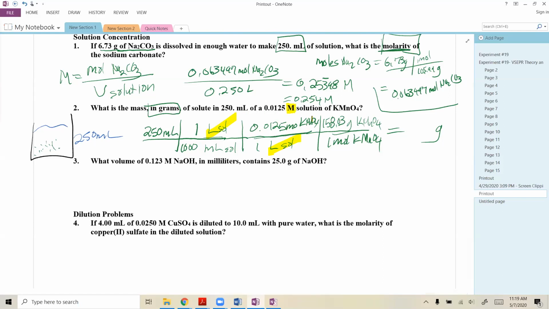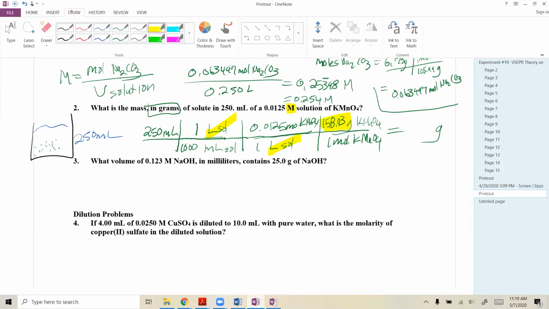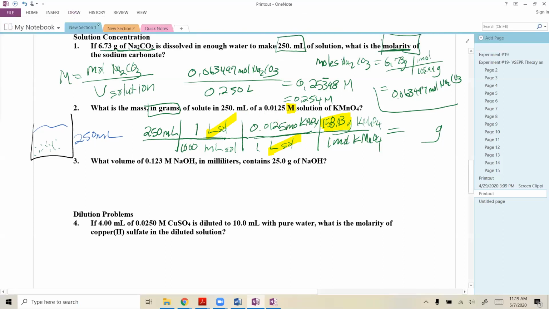The next part is we use the molar mass, which should be 158.03 grams per mole. And you are right that once you put that in, we should get 0.494 grams, because we end up with 0.4938 and we round up, right? So that's how we go through that part. We use the concentration as a conversion factor to move us from one to the other.